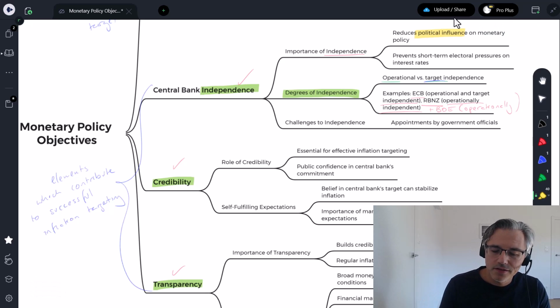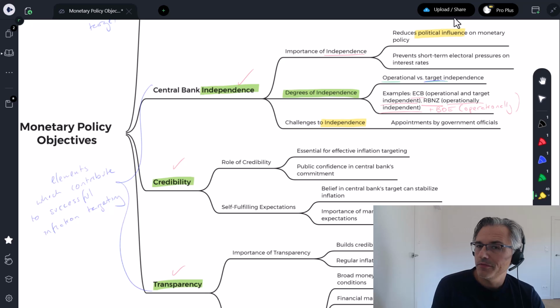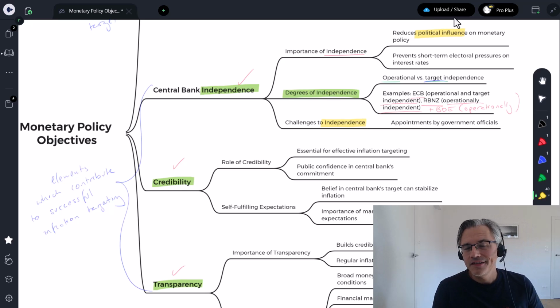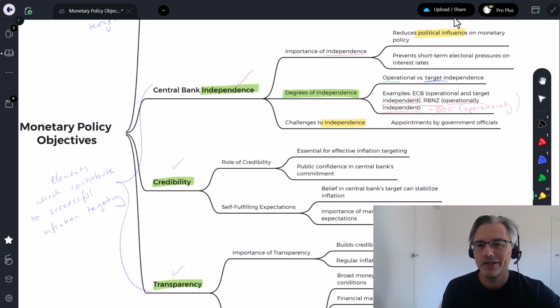Irrespective of all this, there are certain challenges, let's say, to this idea of independence, because even in the most developed of countries, very often the central bank governor and members of the relevant committee or council are going to be appointed by government officials or by certain authorities or bodies like Parliament, etc. So they are in some way never 100% independent. There's always a link to politics, which is unfortunate, but that's the way it is.